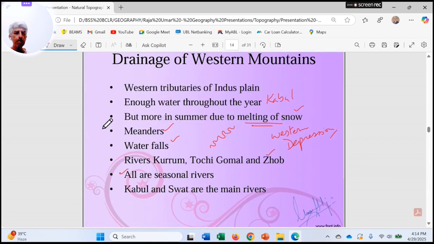So these are the drainage features that we find in this area, the western tributaries, with enough water throughout the year. Sufficient enough for the area, as this area has very low population density because of being rough and tough, but more in summers due to melting of snow, meanders, waterfalls. River Kurram, Tochi, Gomal and Zhob are all seasonal rivers. Kabul and Swat rivers are the main rivers of the area.